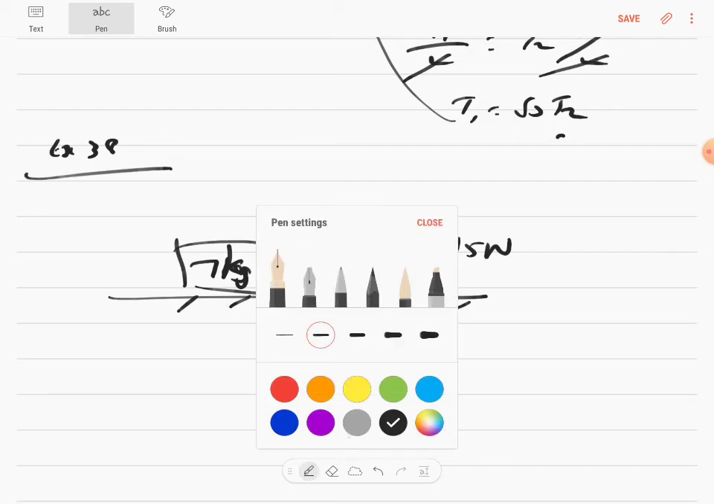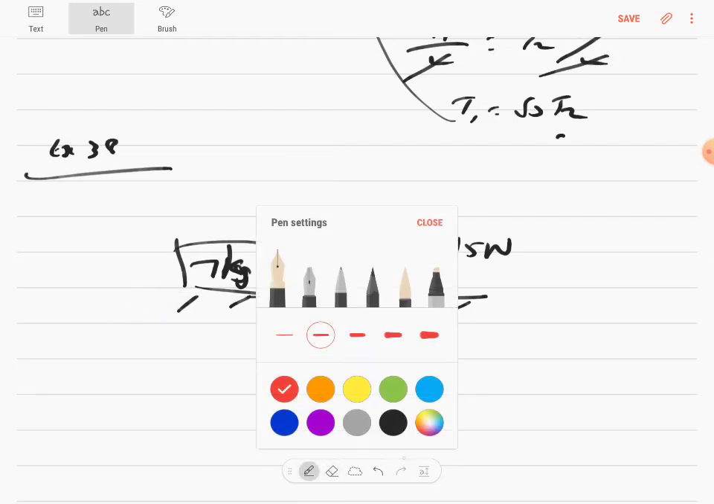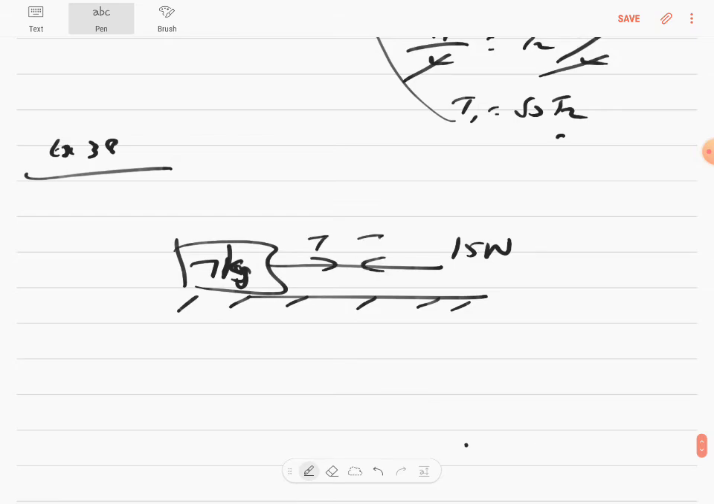So normally I'd do this in red color, but I shouldn't because there is no friction, and you know that there will definitely be a tension in the string. Normally if it's accelerated, you'll say T minus F is equal to m into a, but F itself is 0. So T itself is 7 into a. This is 15 newtons applied on a rope attached to the 7 kg block. The mass of the rope itself is 0.5 kg. So the total mass therefore is 7.5 kg.